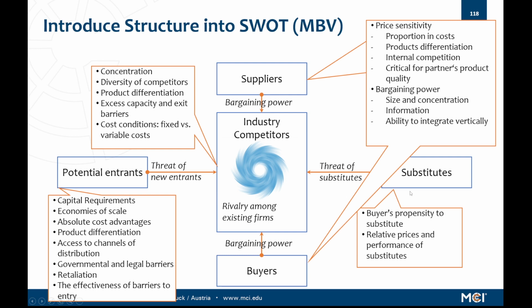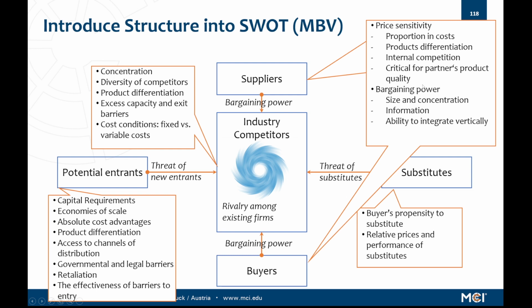For instance, if you talk about substitutes, you can talk about the propensity of a buyer to substitute, or about the relative performance of substitutes, because not all substitutes can deliver the same level of performance. And this will make the analysis much more structured and much more powerful. The same with regard to suppliers and buyers, for instance, their price sensitivity. If you make your SWOT analysis, think about all these items that you have to talk about. Within the price sensitivity, about proportion in costs of the final product, product differentiation, internal competition, and so on.